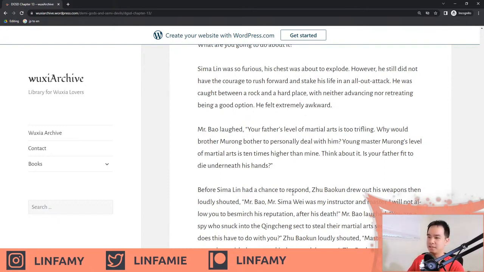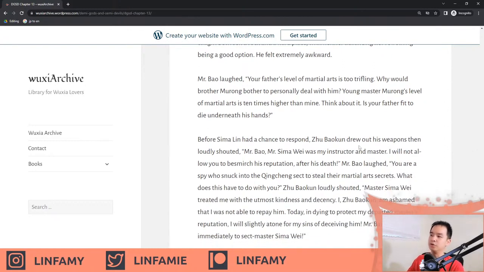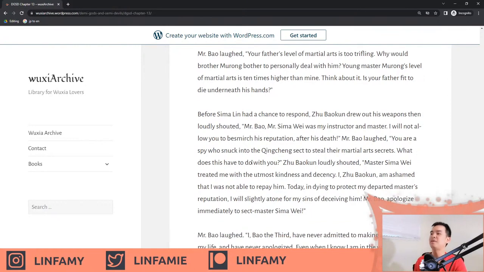Before Sima Lin had a chance to respond, Zhu Baokun drew out his weapons and loudly shouted, Mr. Bao, Mr. Sima Wei was my instructor and master. I will not allow you to besmirch his reputation after his death. Mr. Bao laughed. You are a spy who snuck into the Qincheng sect to steal their martial arts secrets. What does this have to do with you?